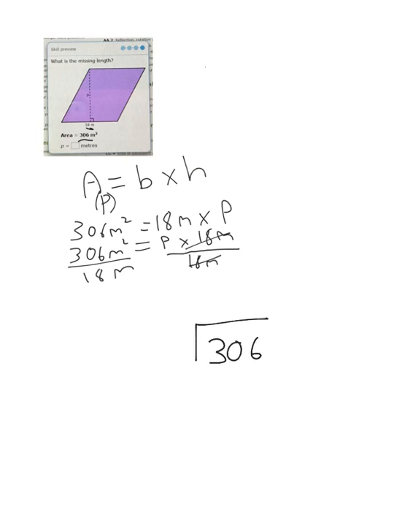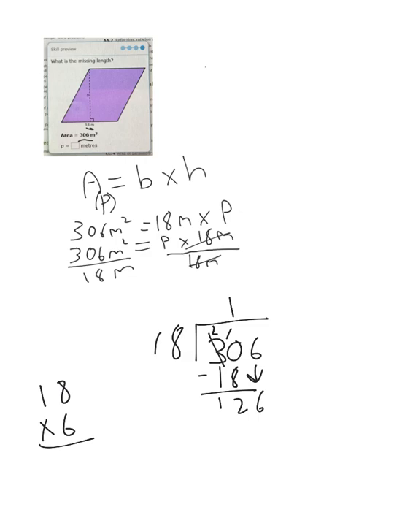306 divided by 18. How many 18s can I take out of 30? 1. 1 times 18 is 18. Minus equals 12. Bring down the 6. How many 18s can I take out of 126? 18 is close to 20, so probably take like 6-ish. I have to try over here. 6 times 18. 6 times 8 is 48. 8 down, 4 up. 1 times 6 is 6, plus 4 is 10. Maybe one more.